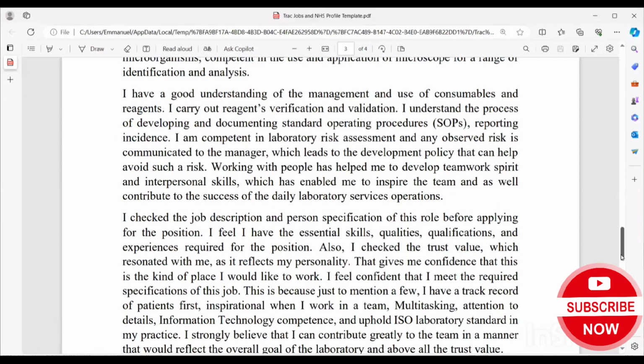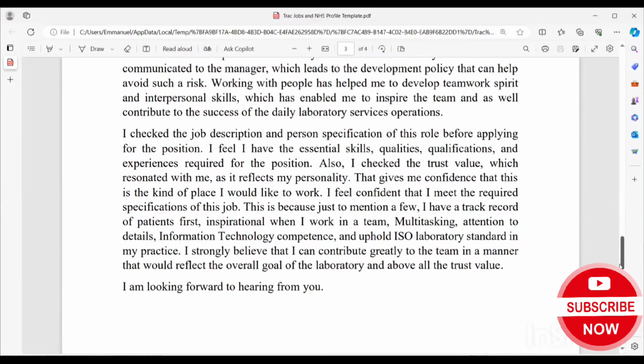Okay. Now, finally, I checked this one. I really want to read it. I checked the job description and person specification of this role. Before applying for the position, I feel I have the essential skills, qualities, qualifications, and experiences required for the position. Also, I checked the trust values, which resonate with me. Very important.